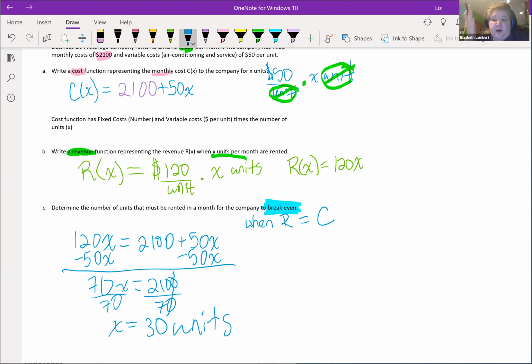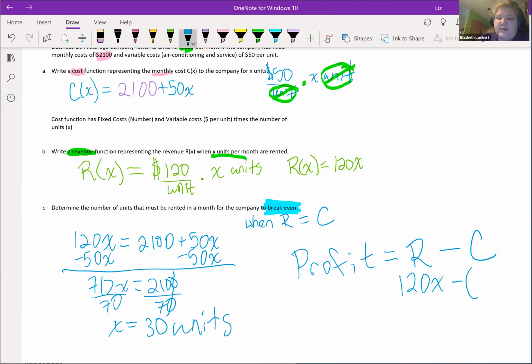If I wanted to figure out the profit, think about it. Profit is the money I have after I pay out the stuff I don't want to pay out, but I have to. So that is my money coming in, and then I pay out the stuff I don't want, and my leftover is profit. So the profit function is literally the revenue function minus the cost function. So in this case, that would be 120x minus, and then cost is usually more than one term, so safe math, use your parentheses.